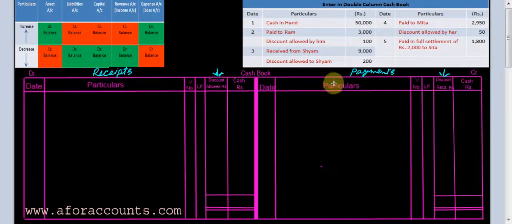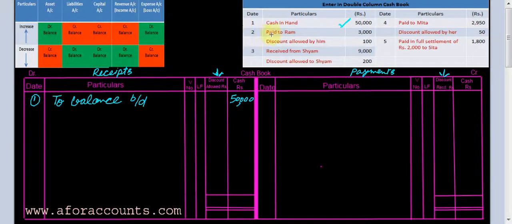Shall we start? Okay. Cash in hand 50,000. So this is the balance given. Balance in a new cash book, so I will write brought down balance. Brought down, and in the cash column 50,000. As I told you earlier, when you finish one entry, just put a tick on it. Your eye should never go to this entry again.